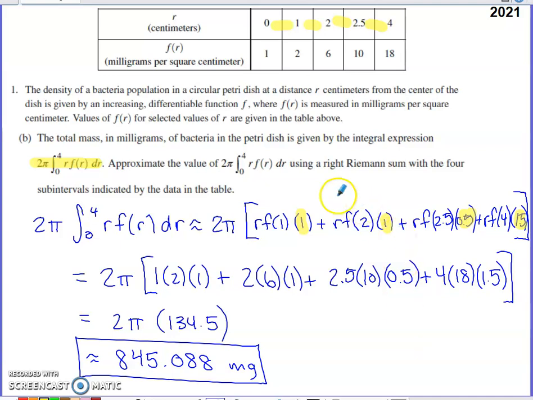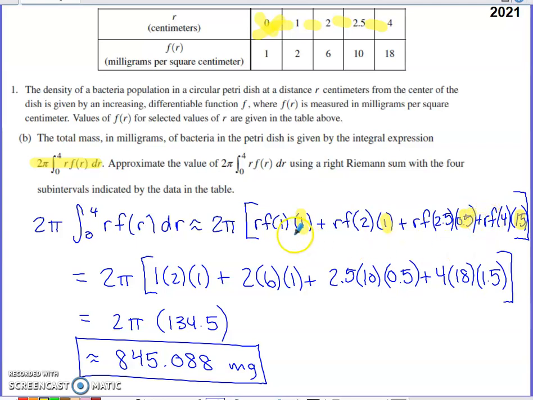Now, if I'm doing a right sum, I'm going to have to take the function values from the right ends of each of these intervals. So that'd be not using f of 0 at all, right? Not using that, but using f of 1, f of 2, f of 2.5, and f of 4. Now, the weird thing is, what r values are we going to use in these positions?